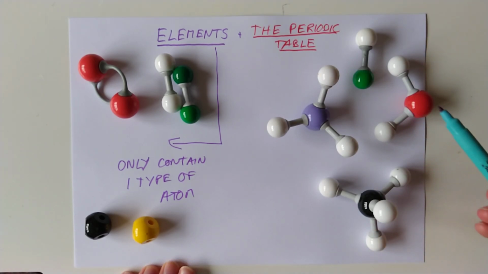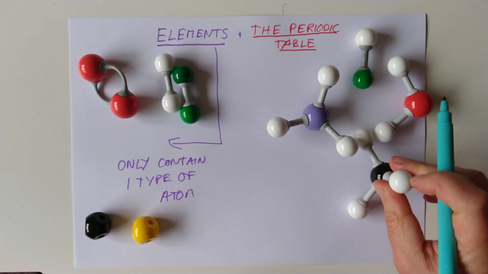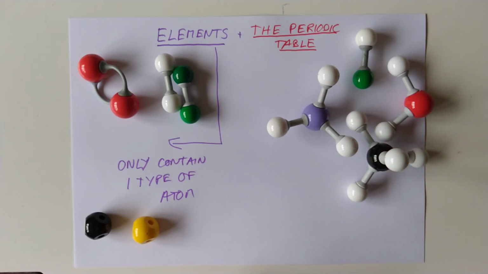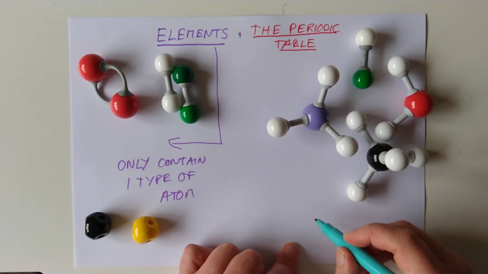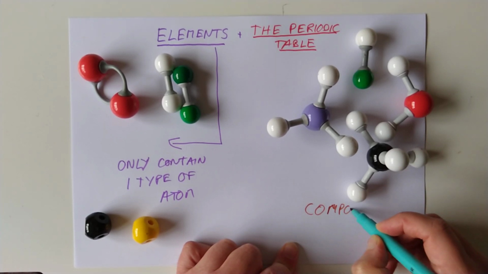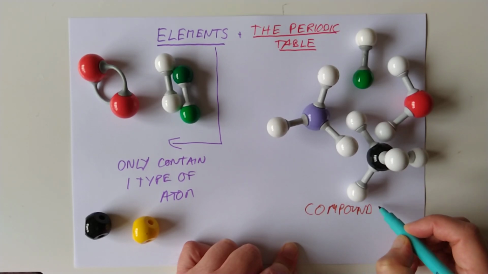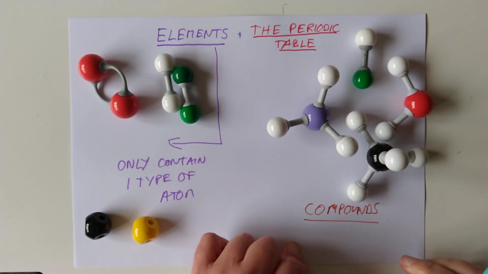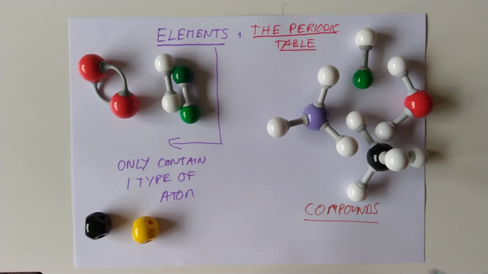If you're interested, these are called compounds. They contain more than one kind of atom. You can have a lot more than two, by the way. I know these only have two types, but you can have more than one kind. So these are called compounds. But we're not going to talk too much about these. We'll maybe leave these till August.